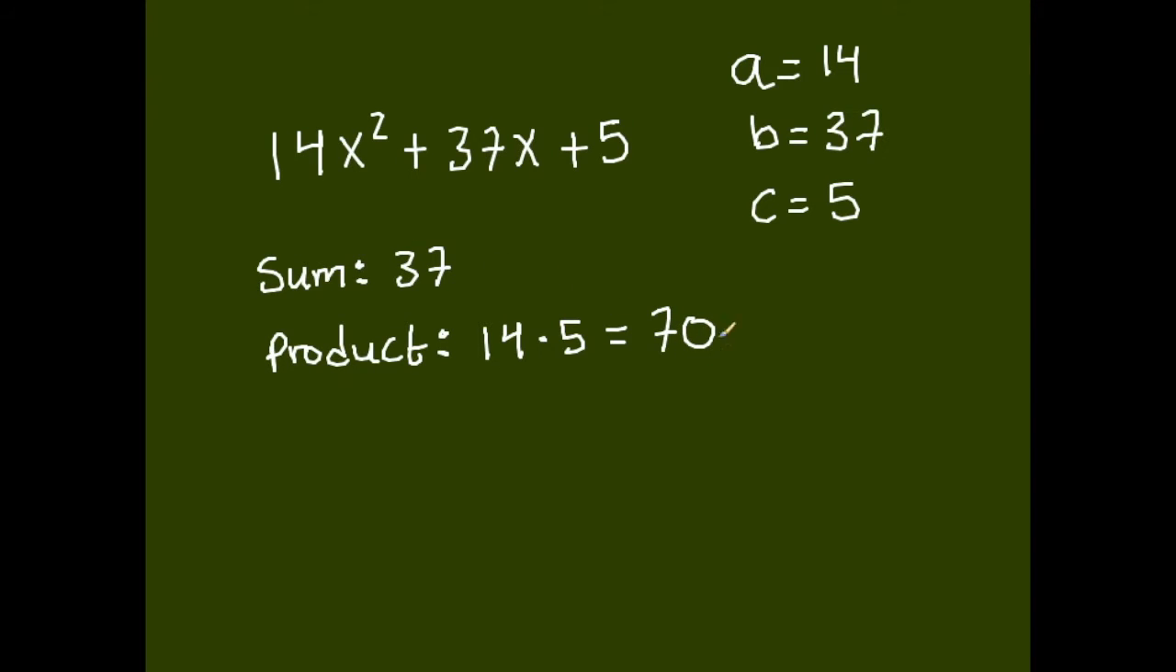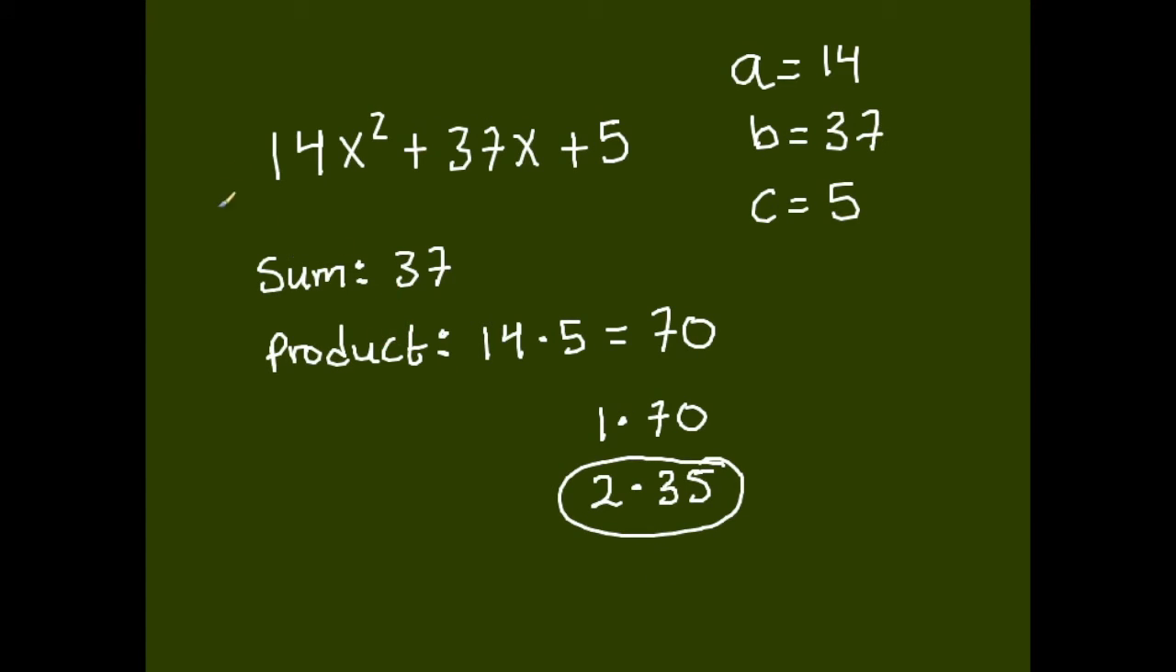Okay, so let's list out the positive factors of 70. So what do we multiply to get 70? 1 times 70. 2 times 35. And we could go on, but it seems like we found the set we're looking for. Those are the two numbers that add up to 37 and multiply to 70. So that's perfect. Although we could go on, it's not necessary.